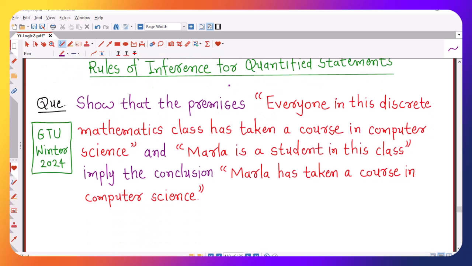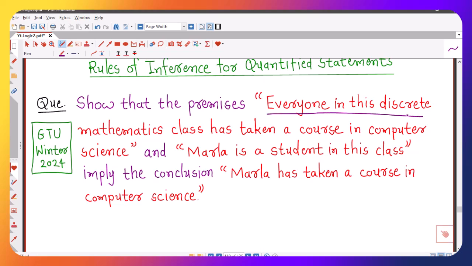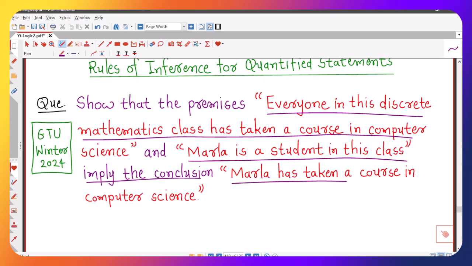So first we understand what this question is. Show that the premises, everyone in this discrete mathematics class has taken a course in computer science and Marla is a student in this class, imply the conclusion Marla has taken a course in computer science. Here we are given two premises, this is the first premise and this is the second premise, and we have to prove that these two premises imply this conclusion, or we can say that we are asked to check whether this argument is valid or not.